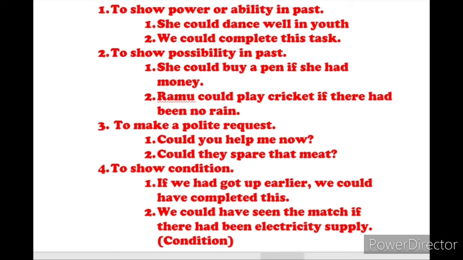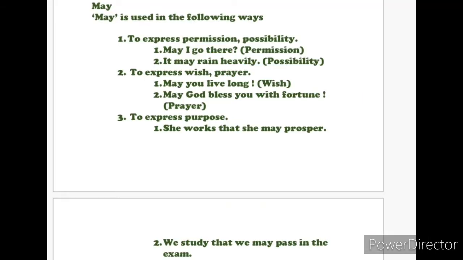Then the third modal is may. Uses of may. May is used in the following ways. First, to express permission or possibility. For example, may I come in? Here the permission is there. It may rain today. So there is a possibility.